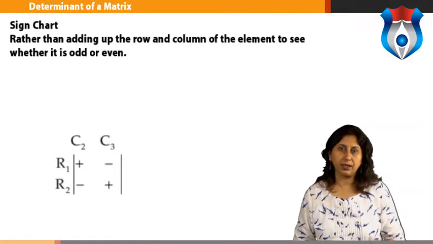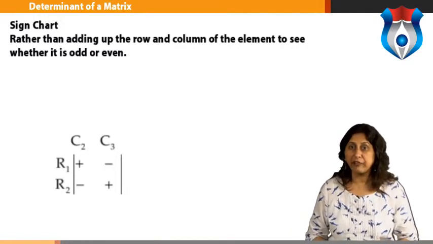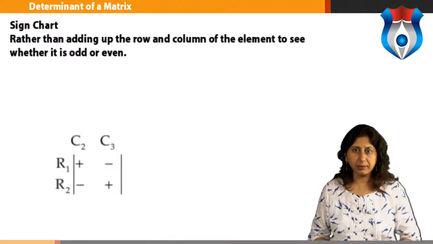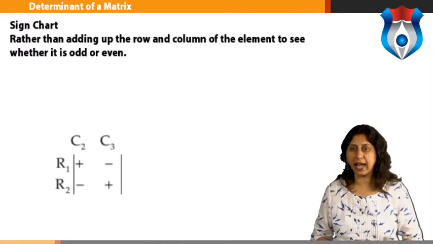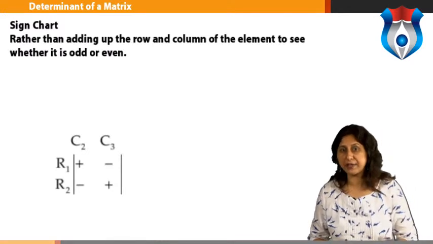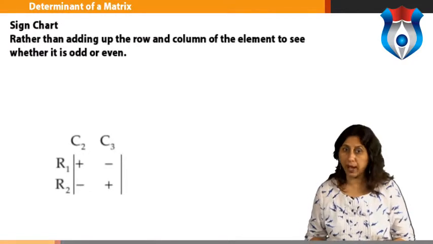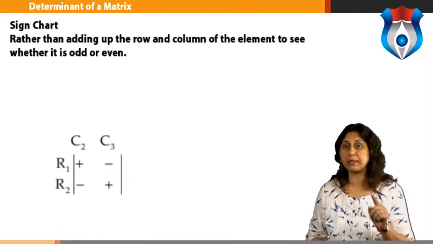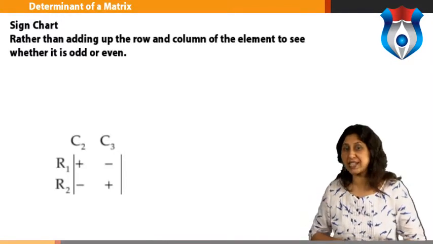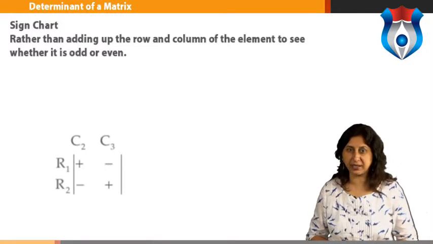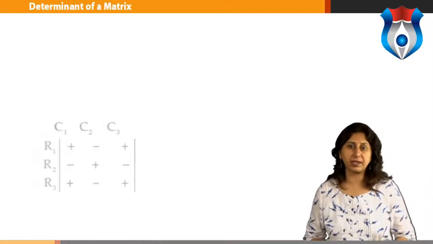Sign chart. Rather than adding up the row and column of the element to see whether it is odd or even, many people prefer to use a sign chart. A sign chart is either a plus or minus for each element in the matrix. The first element, row 1, column 1, is always a plus and it alternates from there. See on the screen the sign chart for a 2 by 2 determinant. See on the screen the sign chart for a 3 by 3 determinant.